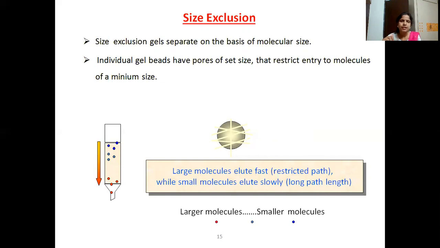all the small size particles will have affinity towards those gel. That means the gel will be having small pores where the small sized components will enter into that gel beads. Okay, whereas the larger particles, they cannot enter. So these larger molecules will get eluted out first. So after the larger particles get eluted out, then comes the smaller molecules will elute slowly. So in size exclusion, it is the larger particles which are eluted out first.